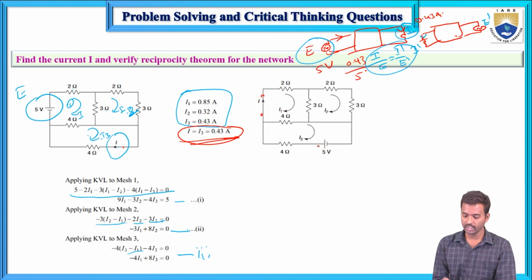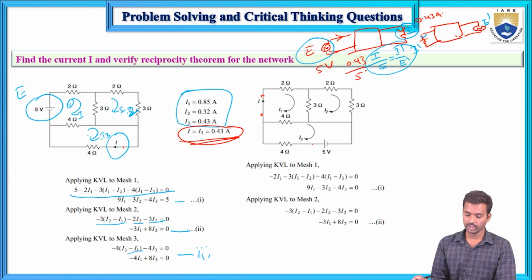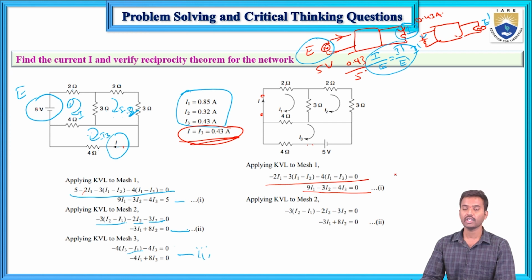the source should be here and both should be interchanged. So this is 5 and this is 1. Now in this case, same thing: apply KVL in mesh 1, mesh 2 and mesh 3. Minus 2I1, 3 into I2 minus I3 and 4 into I2 minus I3. The simplified equation is 9I1 minus 3I2 minus 4I3 equals 0. That is equation number 1.